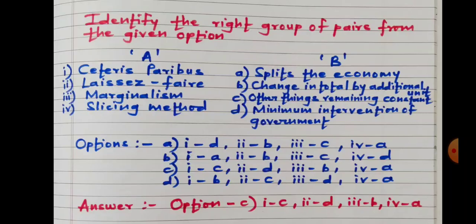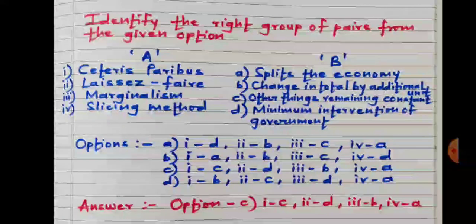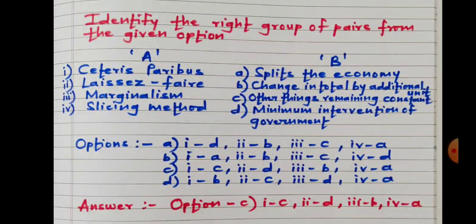Now let us see the next objective type question. Identify the right group of pairs from the given options. Here two columns are given, column A and column B. In column A they have given number 1 ceteris paribus, number 2 laissez-faire, number 3 marginalism, number 4 slicing method. And in column B they have given A, splits the economy; B, change in total by additional unit; C, other things remaining constant; D, minimum intervention of the government. And here four options are given in the form of A, B, C, D. You have to choose any one option and that is your answer.